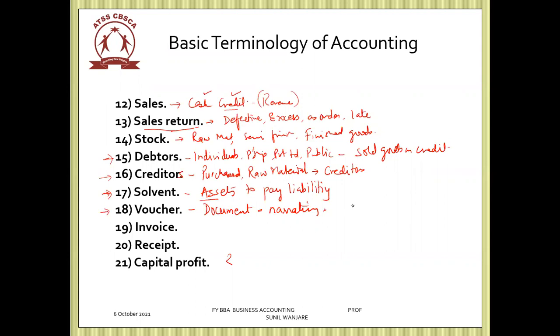Then we have the invoice. So what is an invoice and what is a voucher? Sometimes we consider an invoice as a different thing, but it can be a voucher also. What is an invoice? When we purchase goods, what we get is a purchase bill from the supplier. If I purchase a laptop for my organization from Vijay Sales, they will give me an invoice. So an invoice is documentary evidence that particular goods are sold or purchased.